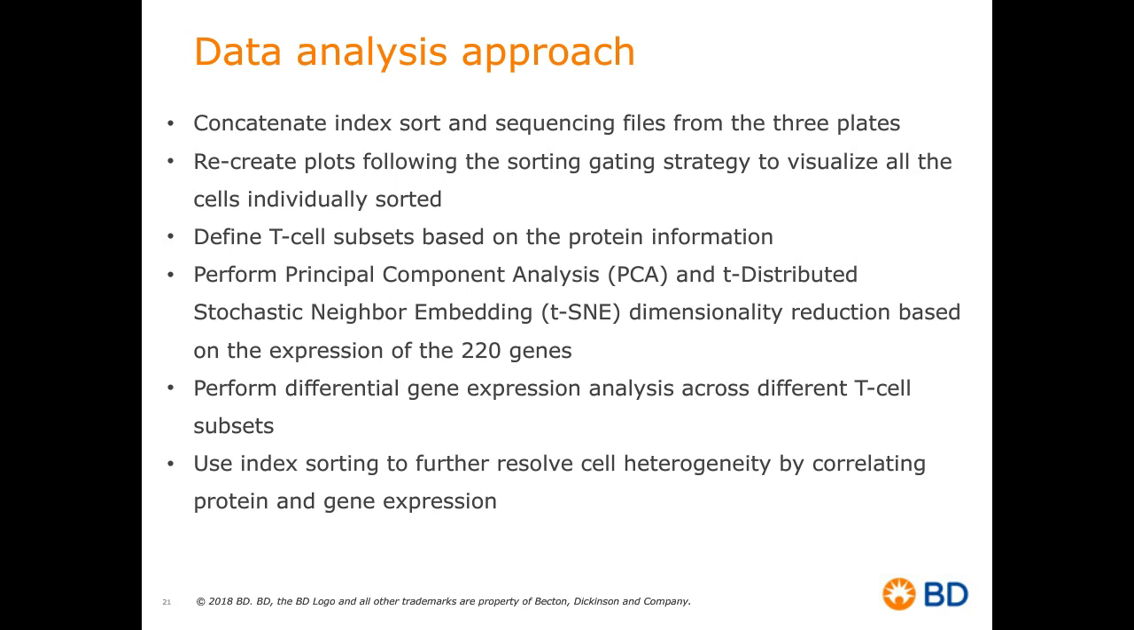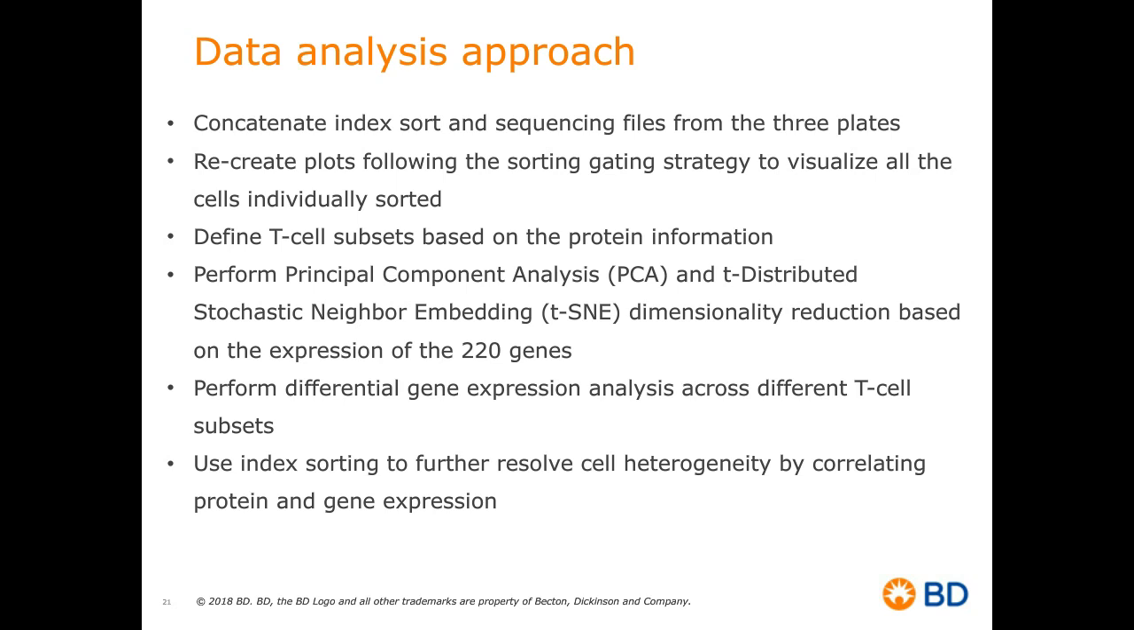So as I mentioned, we start by concatenating the index sort and sequencing files from the 3 plates. We can recreate the plots following the sorting gating strategy, and this allows us to visualize all the cells that were individually sorted and set gates around those cells and define the population of interest. So we're going to define our subset, and then we can move to start looking at the genes. We can define the same subset.